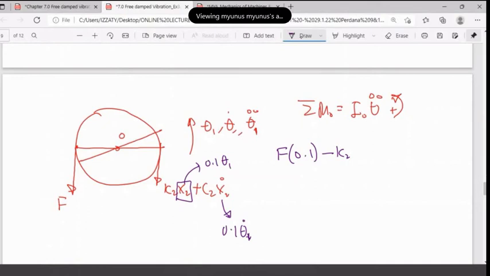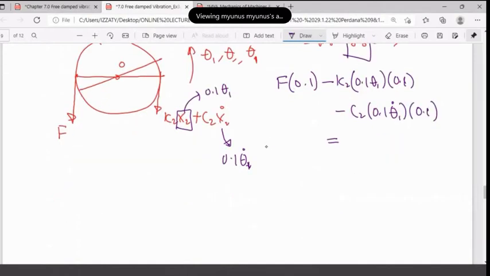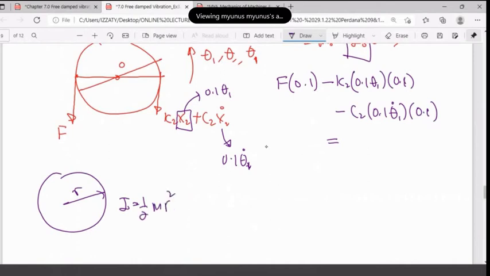K2 is 12,000. Put it at 12,000 multiplied by x2, which will be 0.1 theta 1, multiplied by 0.1 because we are dealing with moment. Minus again, you have C2 multiplied by 0.1 theta 1 dot, multiplied by 0.1. That's about it. Equal to this I. And remember this I is representing the I for this radius given. So I for this equals half m r squared. Put it here: half m r squared theta double dot.